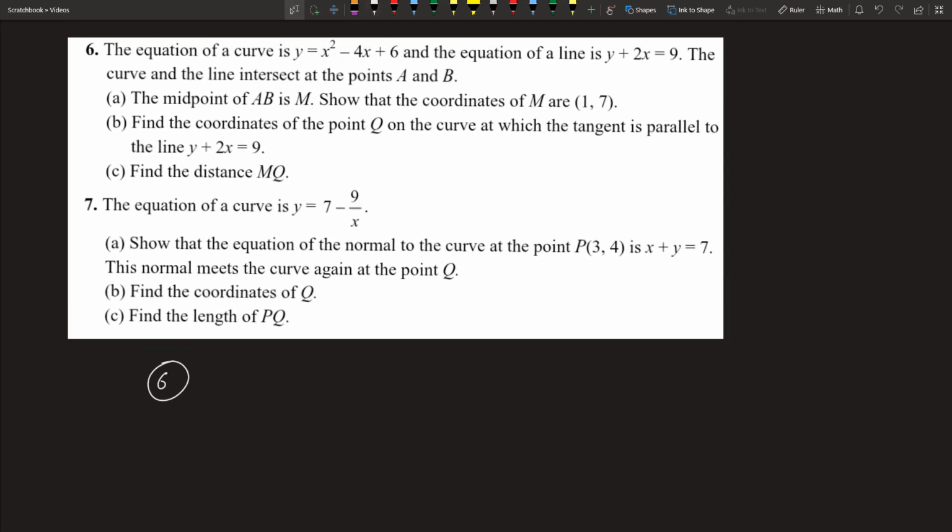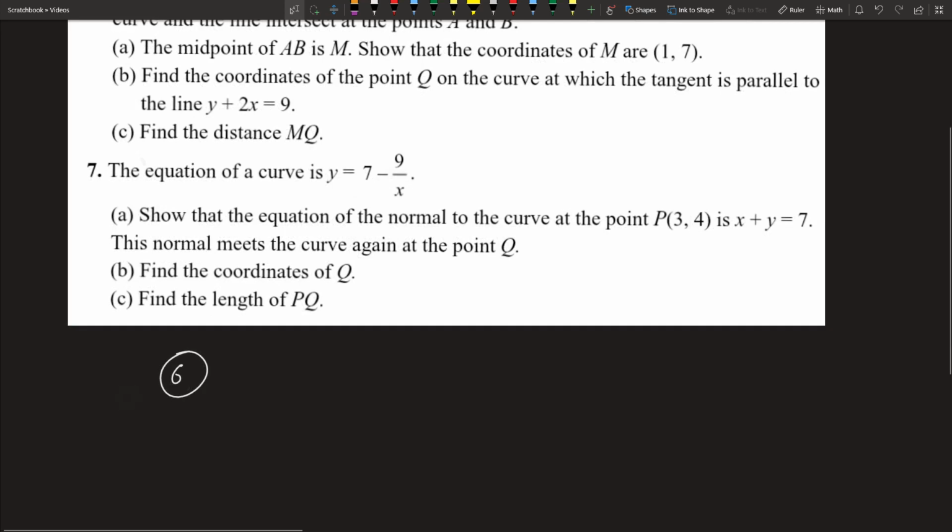The equation of the curve is y equals x squared minus 4x plus 6, and the equation of the line is y plus 2x equal to 9. The curve and the line intersect at the points A and B. Now, the midpoint is M. Find M. Find the coordinates of the point Q on the curve at which the tangent is parallel to the line y plus 2x equal to 9, and then find the distance MQ. This question is not that bad, to be honest, so let's write the given down.